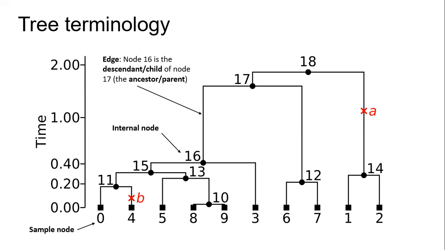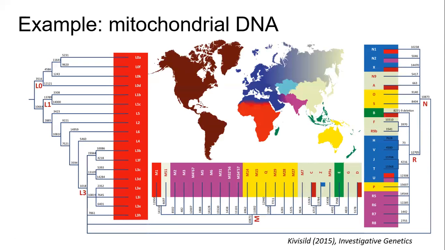So this all feels very abstract, but there are some really interesting trees that you can uncover in biology. Sorry, that's just the root node. And this is one of the best examples. This is the tree of our human mitochondrial DNA.